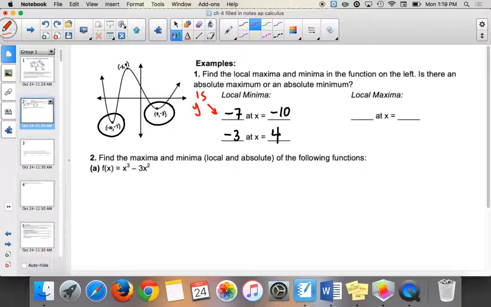So the local maxima. The local maxima is going to be just 1 point. Do you guys see where it is? Right up there. So we're going to say it's 9 at x equals -5.